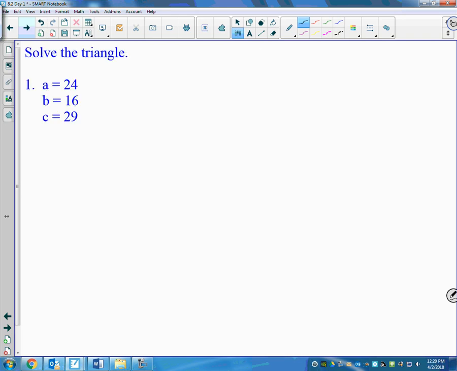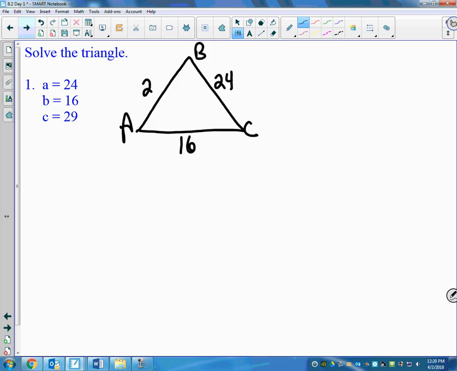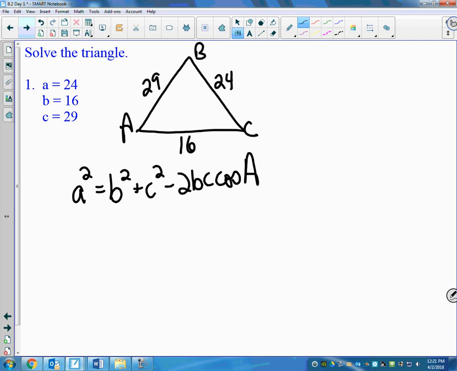Okay, so let's just start with one. What if you had a problem like this? And again, not drawn to scale, just so we can look at it. On this one, they give me all the side lengths. So a is 24, b is 16, and c is 29. You can solve for any one of the angles using our formula. So let's just use the first one, right? So a squared equals b squared plus c squared minus 2bc cosine of angle A.